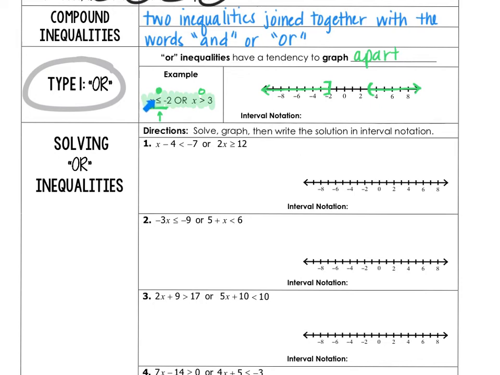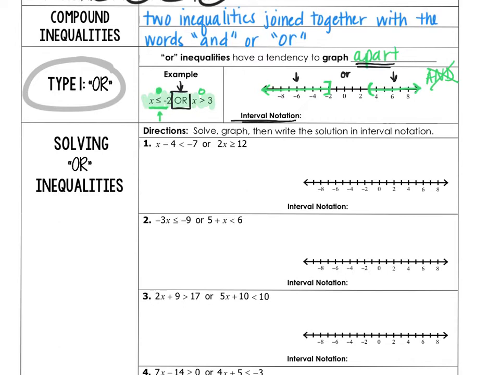So notice how whatever x is, it's either smaller than or equal to negative 2, or it's bigger than 3. It can't be both. You can't be both smaller than negative 2 and bigger than 3 at the same time. That's why we didn't use the word and for this scenario, because you can't be here and here. You can't be in this part of the number line and this part of the number line at the same time. So that's what makes this called an or problem, also because it says or. And like I said, most or inequalities have a tendency to graph apart because you're either in this area or you're in this area.